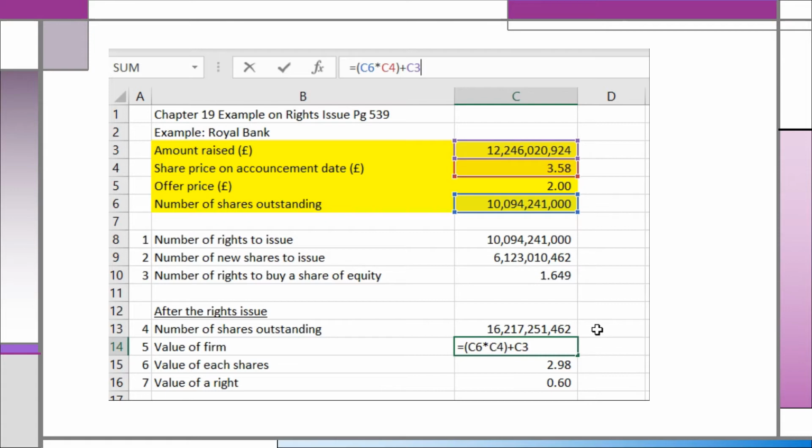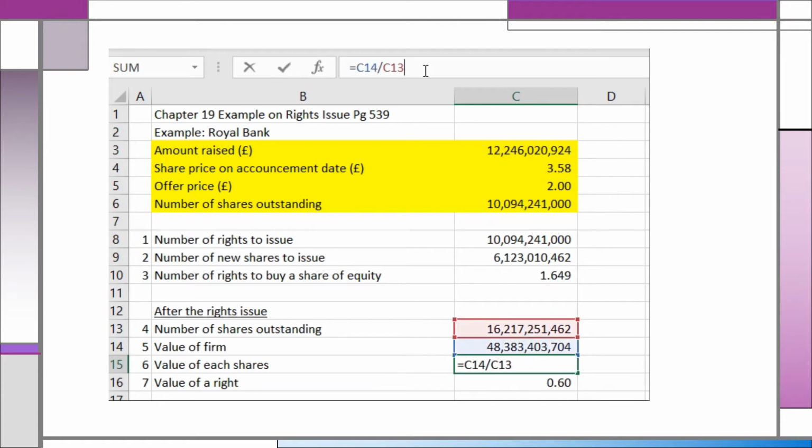Question 6. What is the value of each share? The value of each share is the new market value divided by the new number of shares outstanding. As you can see, share price dropped after the rights issue. Question 7. What is the value of a right? The value of a right is the difference between the old share price and the new share price.